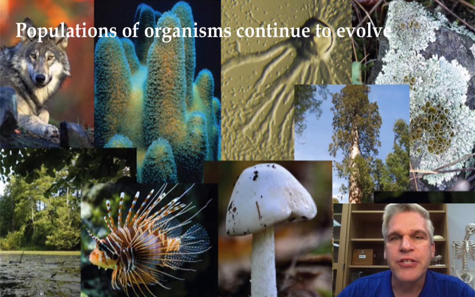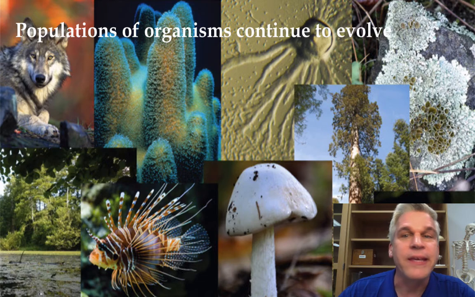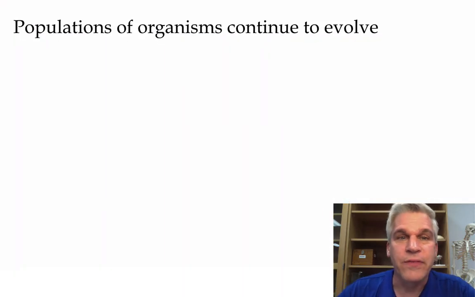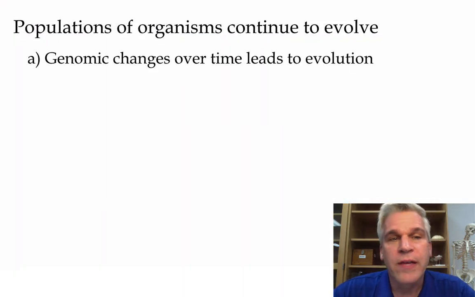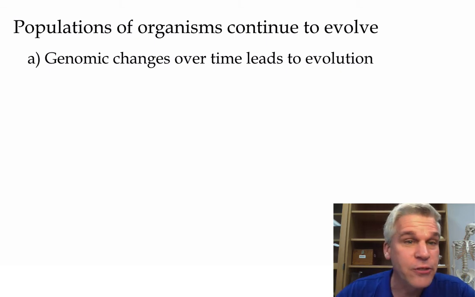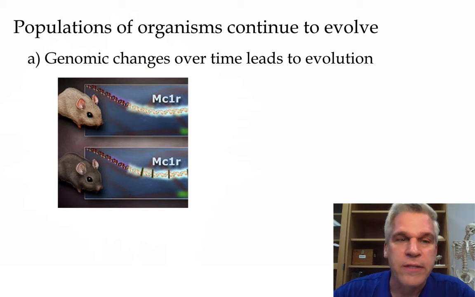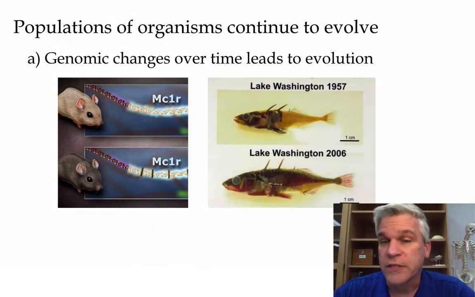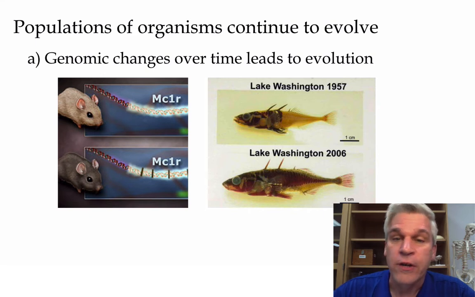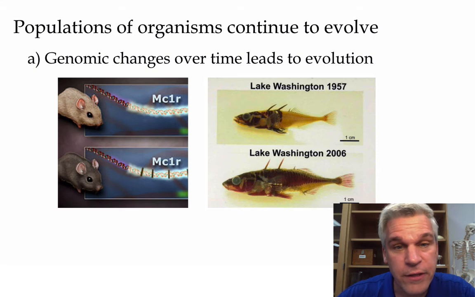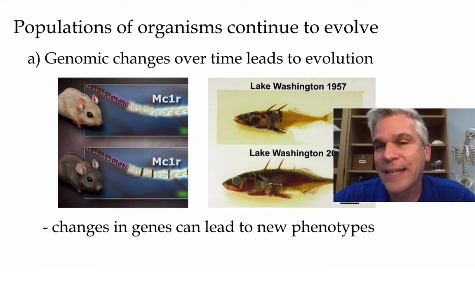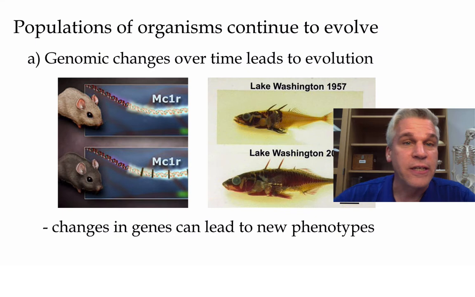We know that populations of organisms will always be evolving. So what are some examples of this continuing evolution? Well, of course, we know that genomic changes over time do lead to evolution. For instance, we talked about the rock pocket mice, and we can see how a change in their genome caused there to be a darker variety from the lighter colored variety, or the stickleback fish, where the freshwater stickleback fish lost their pelvis compared to the marine stickleback fish. So changes in those genes we know can lead to new phenotypes, which could potentially lead to new species.